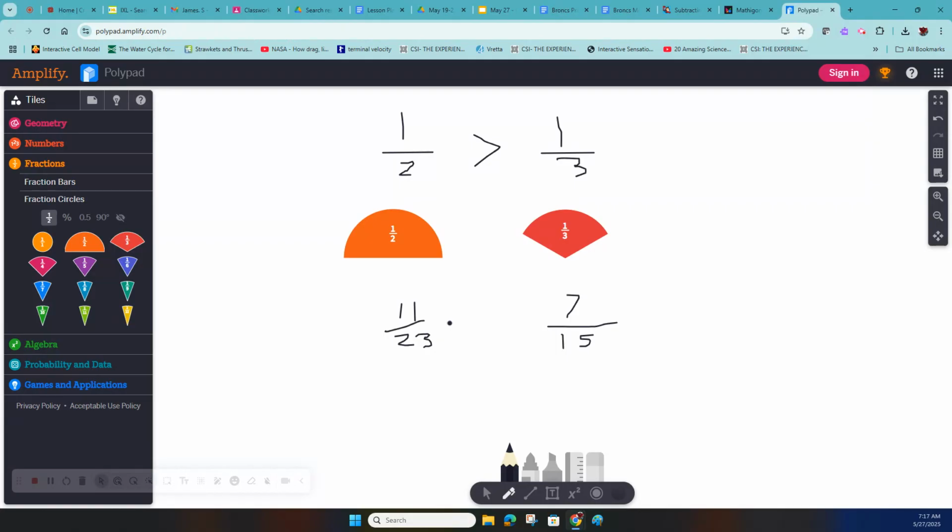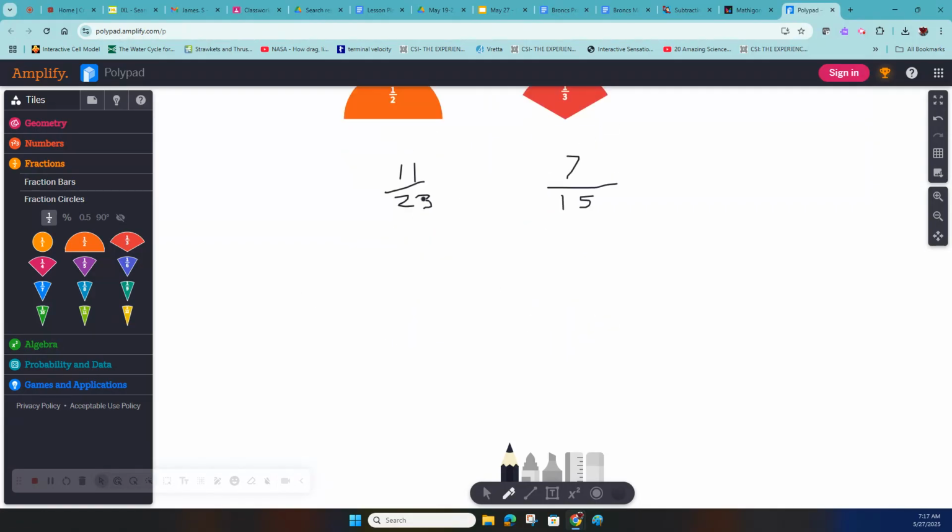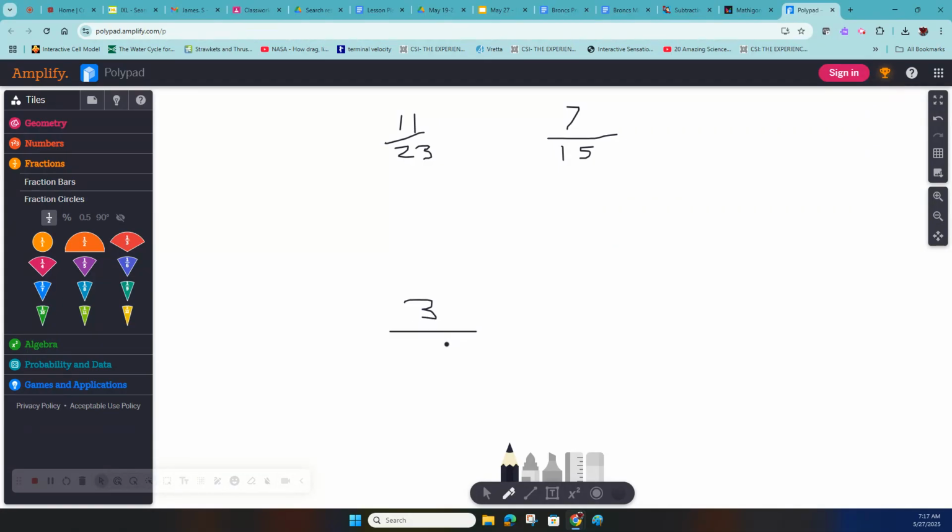Well, here's what we need to do. We need to do something called finding a common denominator. So I'm going to leave this one for now. I'm going to come back to it. I'm going to do something that's going to be a little bit less work, but let's look at, say, 3/5 and 2/3.